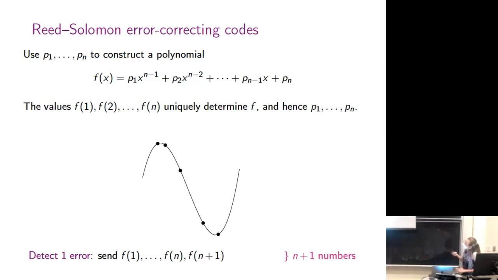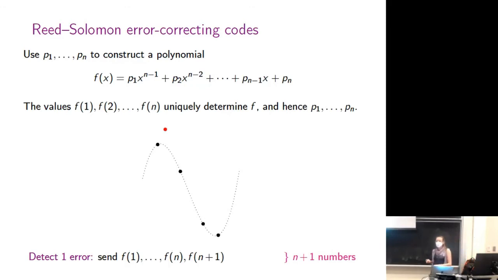But the good thing is that if one of my numbers gets a little messed up, then I have too many points and they won't lie on a degree n-1 polynomial, and I'll know that something went wrong. I'll be able to detect that there was an error and I'll go reread it. So this detecting doesn't allow me to correct errors because there are multiple graphs of degree n-1 polynomials that pass through all but one of these points, and I don't know which one's correct.